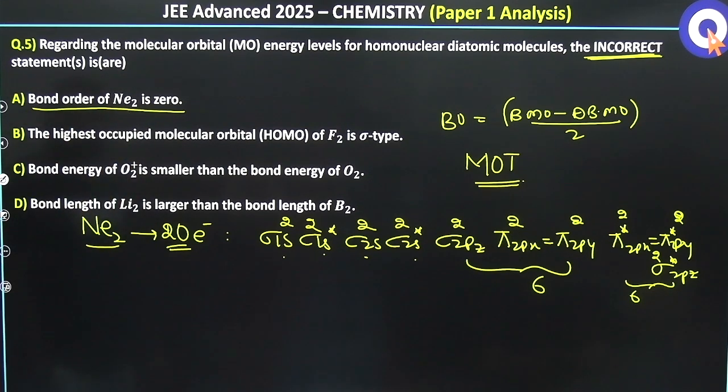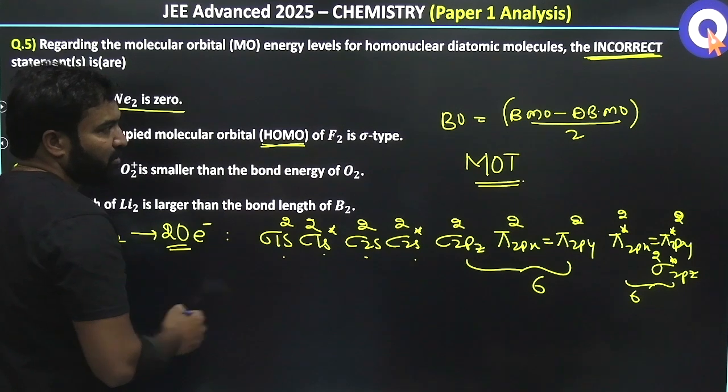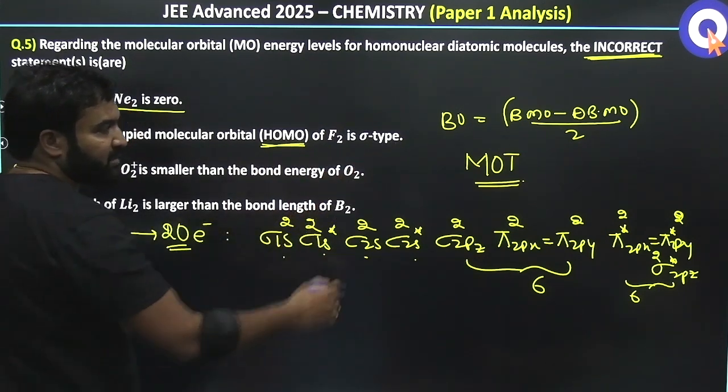Next, what is the next one? The highest occupied molecular orbital, that is HOMO, for F2 is sigma type, he is saying. So we will check it out.